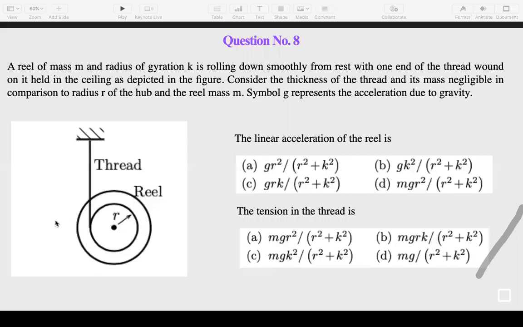So Shraddha has shown that answer A is correct. You have given A as an option. So we'll check it.